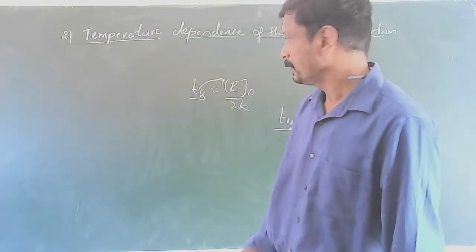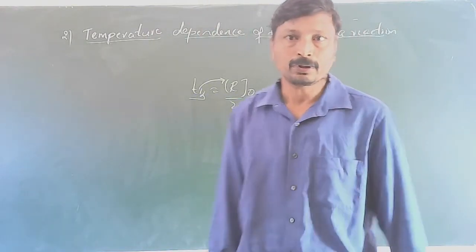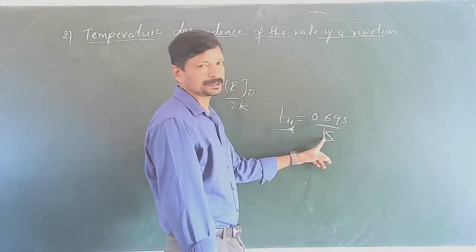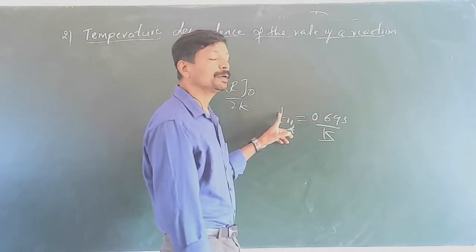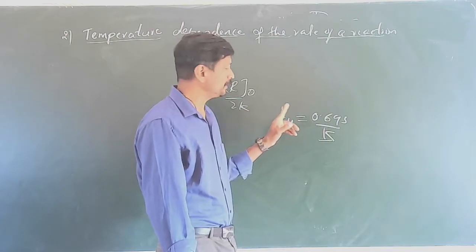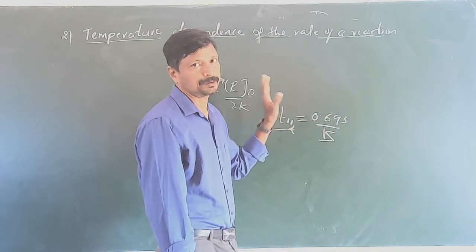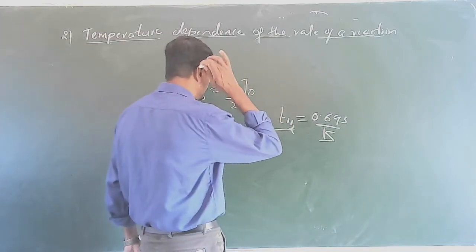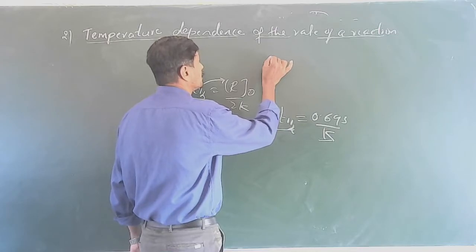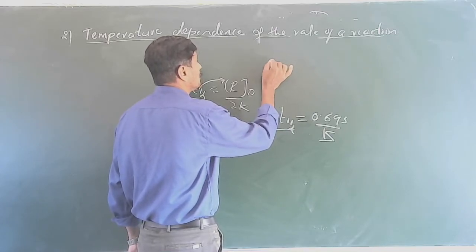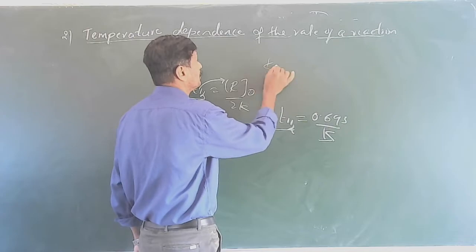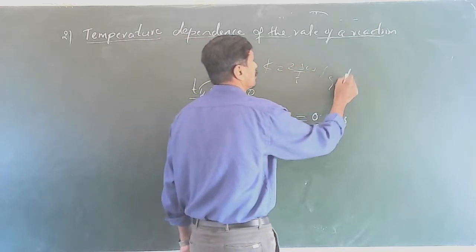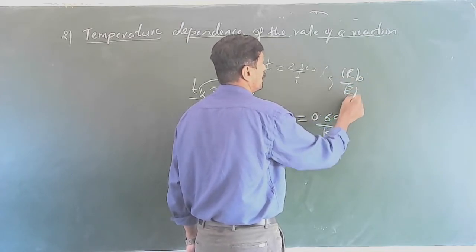After that, here you are able to solve the problem. If the rate constant is given, you are able to calculate the half-life period. If half-life period is given, you are able to calculate the rate constant. And there I discussed the problem of the first order reaction. K is equal to 2.303 by T log of R naught divided by R.